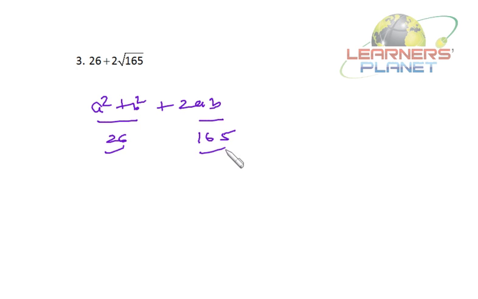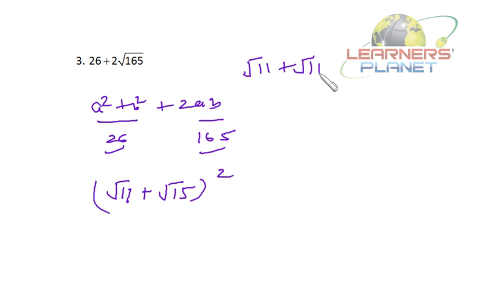Similarly, in this case, 26 plus 2 root 165, that means a square plus b square plus 2ab. A square plus b square must be 26 and ab must be 165. We can think of two numbers, that is 11 and 15. Their sum is 26 and their product is 165. So it's root 11 plus root 15 whole square. So the square root of this term will be root 11 plus root 15. Okay friends, now let's do the next problem.